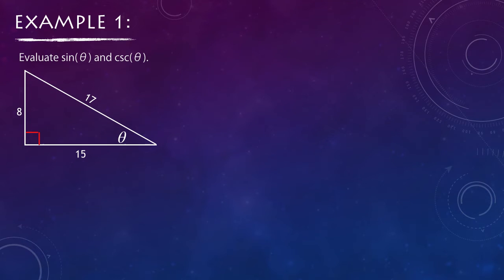So in example 1, we want to evaluate sine of theta and cosecant of theta. Recall that sine of theta is the side opposite theta over hypotenuse, so sine of theta is equal to 8 over 17. Since cosecant of theta is the reciprocal, we're going to flip that and take the hypotenuse and put it over the side opposite of theta, and we get cosecant of theta is equal to 17 over 8.